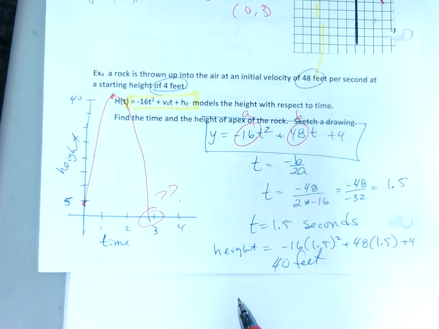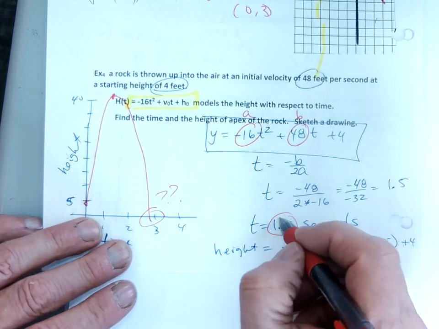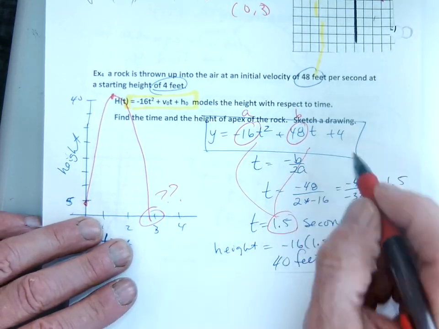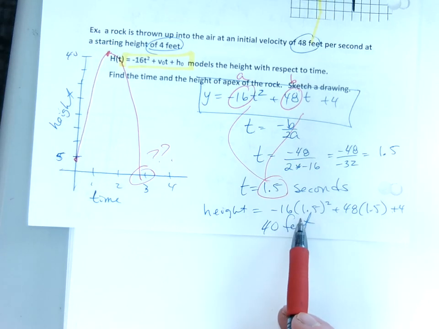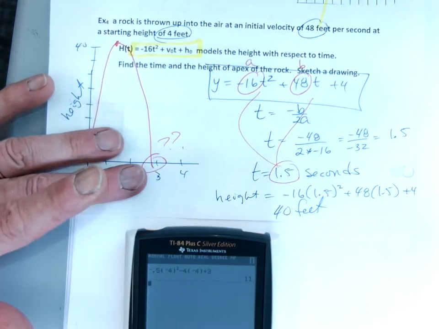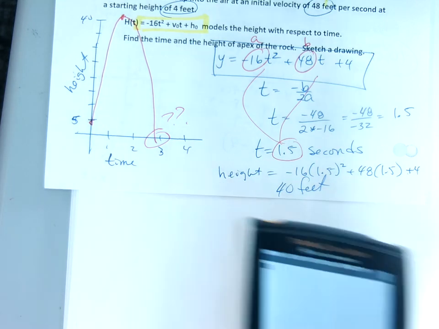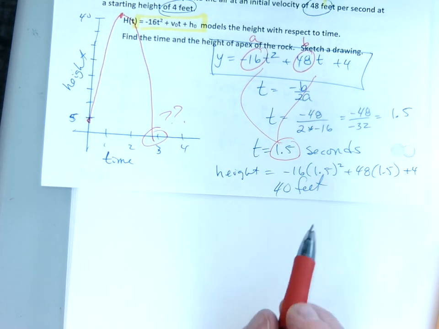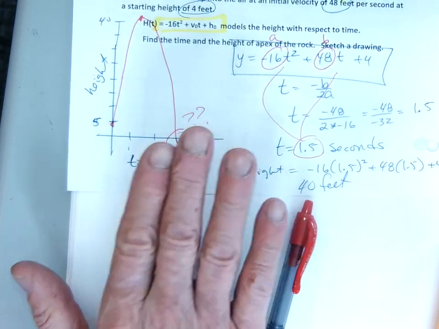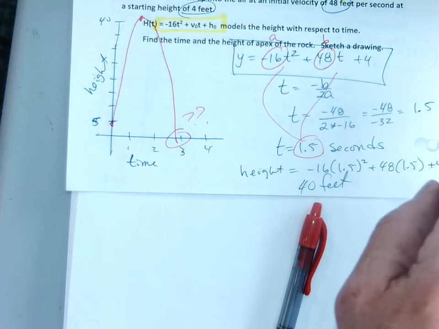Then it comes back down. What is the height? We got to plug it in. So I'm going to plug it in for t into both places. And I went negative 16 times 1.5 squared plus 48 times 1.5, plus 4, and I got 40 feet. Okay, that's all I have. If you have any questions, come see me, all right?